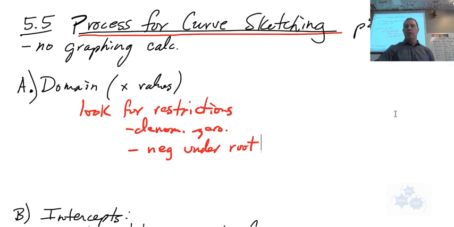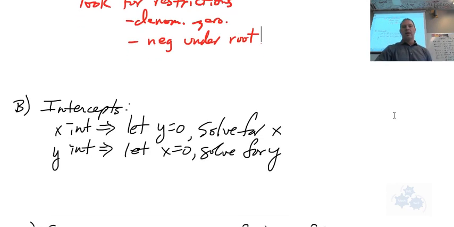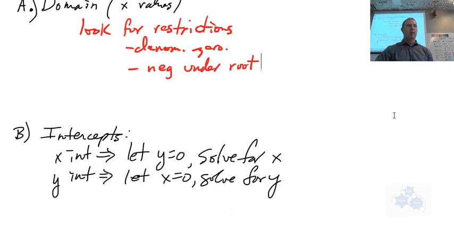Because then right away we'd see if we have an intercept or a gap or something. Okay, so B would be intercepts. And none of this is calculus so far, right? None of this is calculus, but these are good things that are really important for the basis. So intercepts, just a reminder, if you're trying to find the x-intercept, you let y in the function equal 0, and then you solve for x.